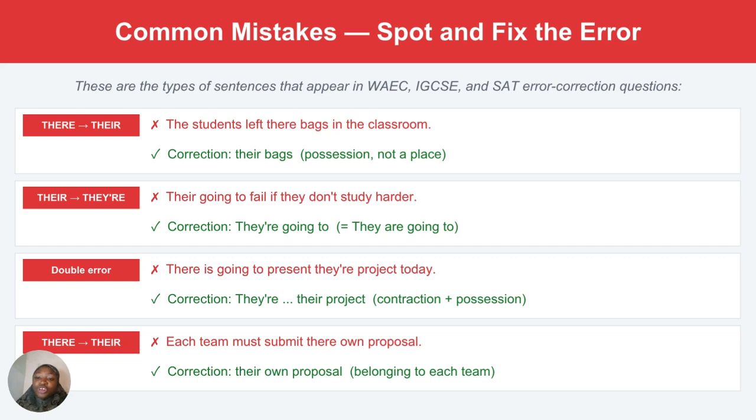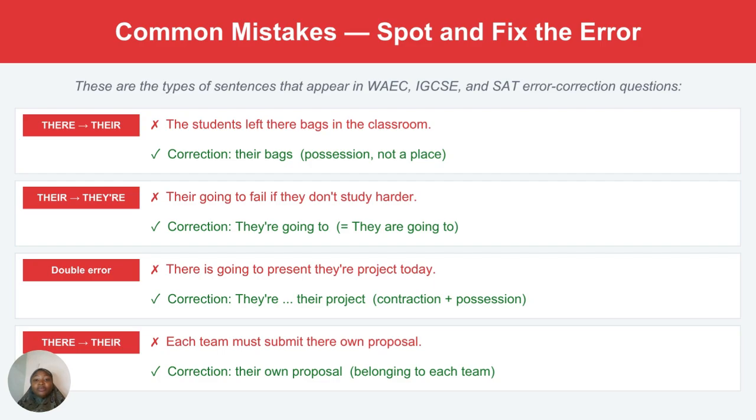Now you need to train your eyes to spot this error. I want you to look at the next one and spot the error. There is going to present their project today. Okay, it is they are. They are going to present their project today. So I hope we've learned one or two things. Now you need to train your eyes to spot this error, and you will easily pick up extra marks on your exam.